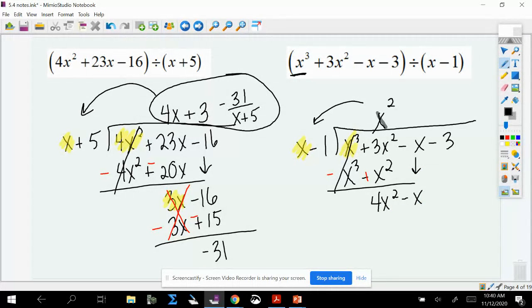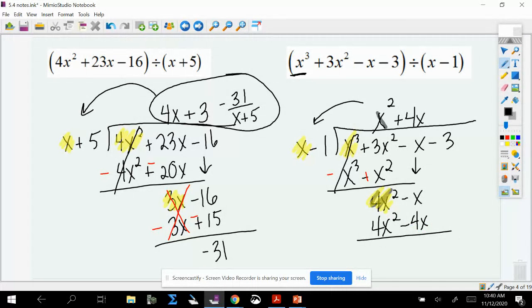So x, trying to figure out what I have to multiply that by to get 4x to the second. It's a little too dark, sorry. There we go. So that is going to be 4x. So I'm going to put a plus 4x times x is 4x squared. 4x times minus 1 is negative 4x.